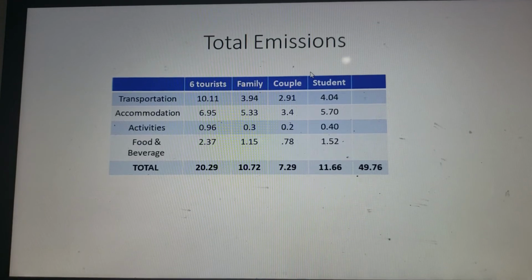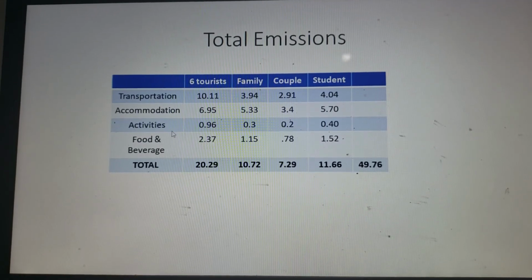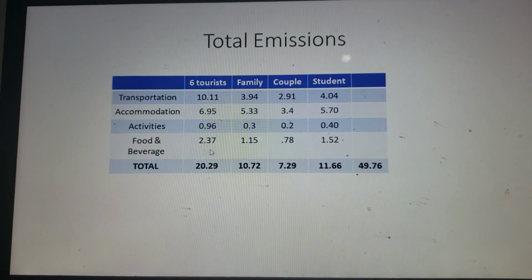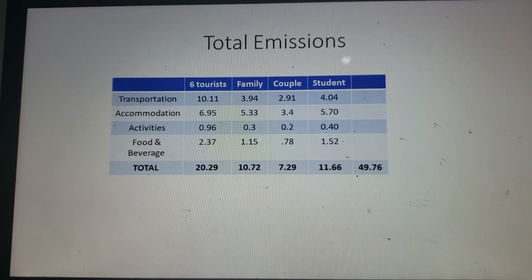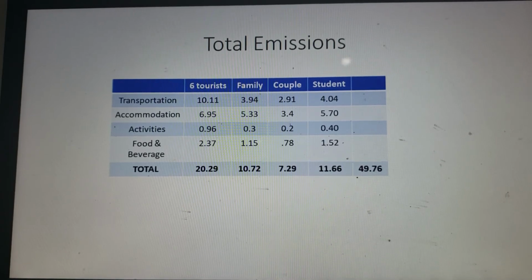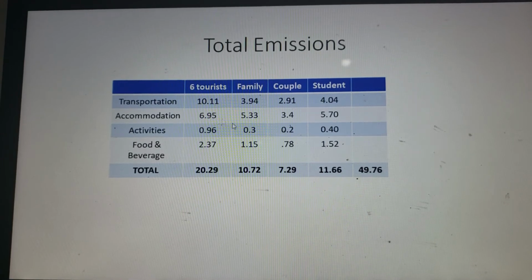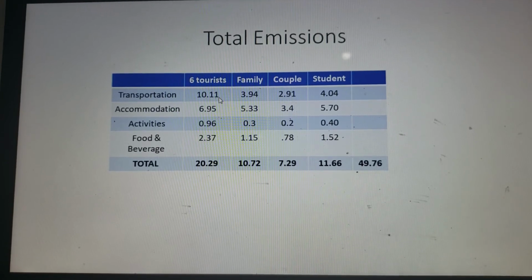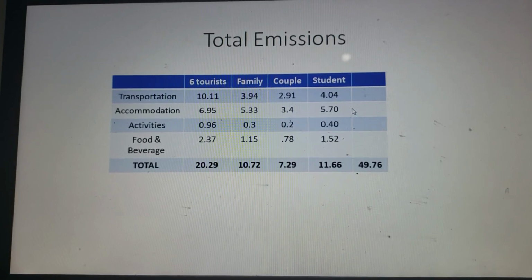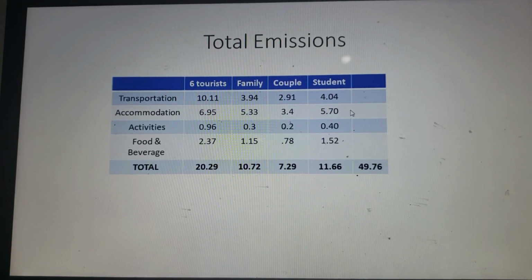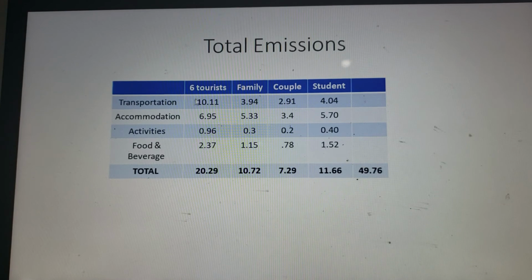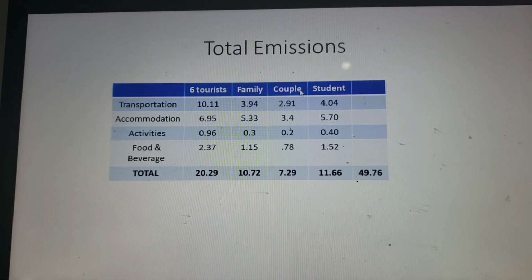As I have mentioned before about the four tourism industry activities that we needed to calculate, in this table I have calculated the total amount of carbon dioxide emissions released by each group. As you can see, each group has a different travel distance, including the transportation, different types of food consumed, different activities, and different accommodation used in their trip. So this table represents the carbon dioxide emissions of 4 different groups, which are the 6 tourists, the family of 4, the couple, and the students.